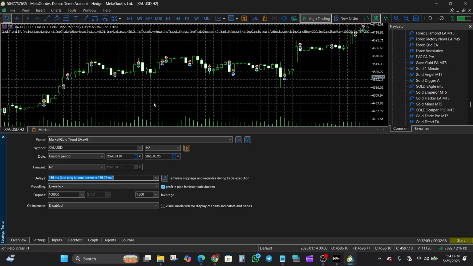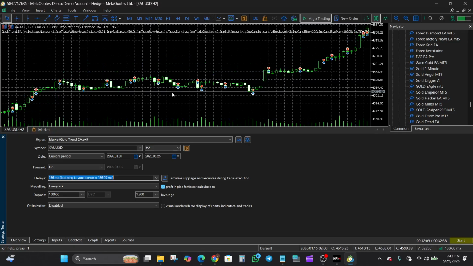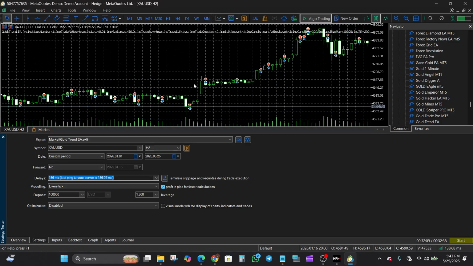Now, like we already learned, the final position staying open until a counter signal suggests that the system is built to stay in trends as long as possible rather than exiting early on minor pullbacks.